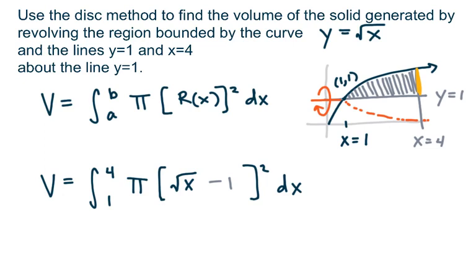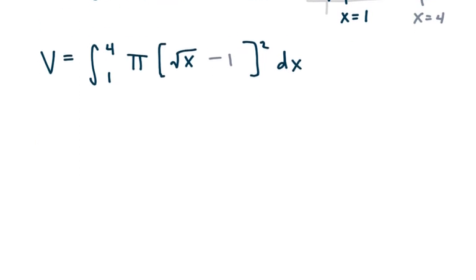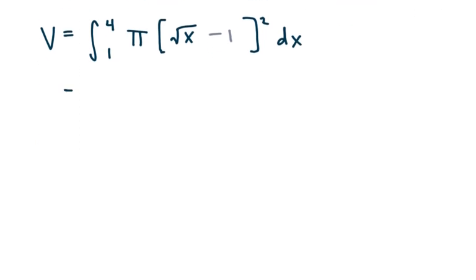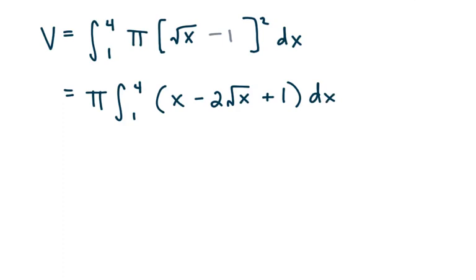Once we've done that, this is a fairly easy problem to solve. I'm going to pull this pi out in front. I'm going to FOIL this so then I can use my power rule. We don't have to do any substitutions. So I have pi, the integral from 1 to 4. If I FOIL this, I end up with x minus 2 square root of x plus 1. When we're dealing with the square root of x, we often write that as x to the 1/2 power. So at this point, we would just use our power rule.